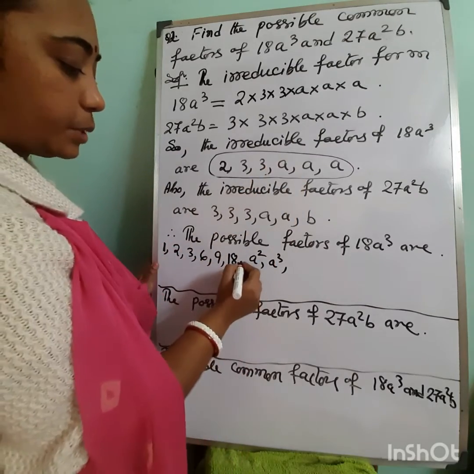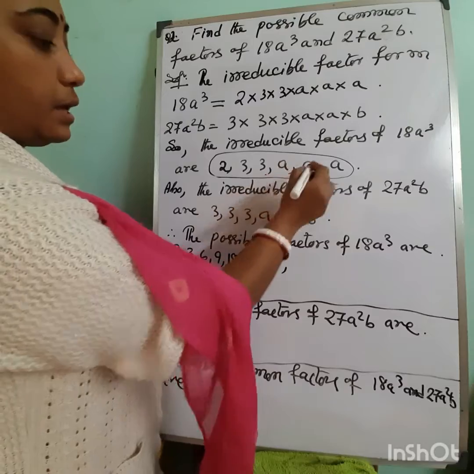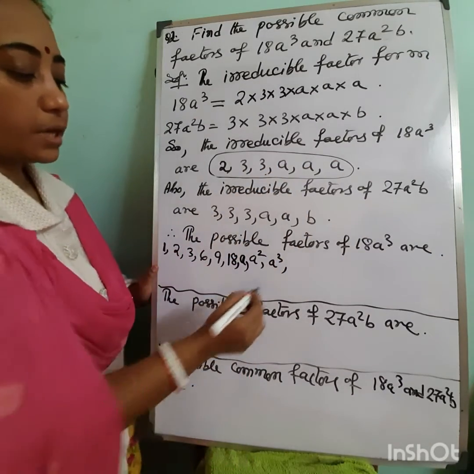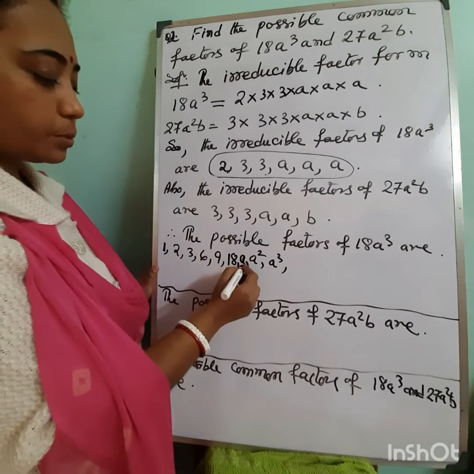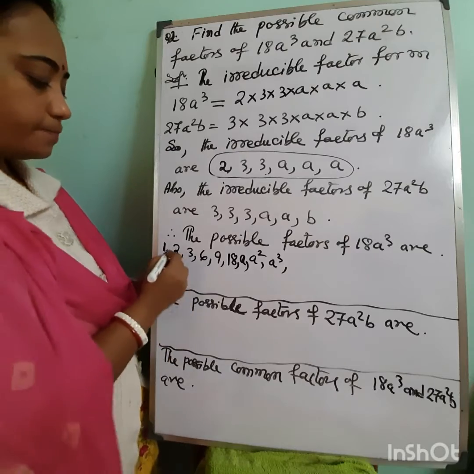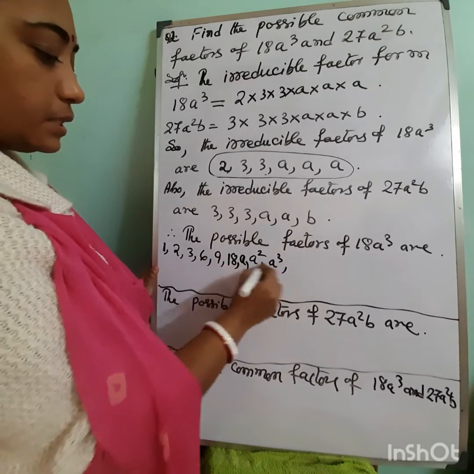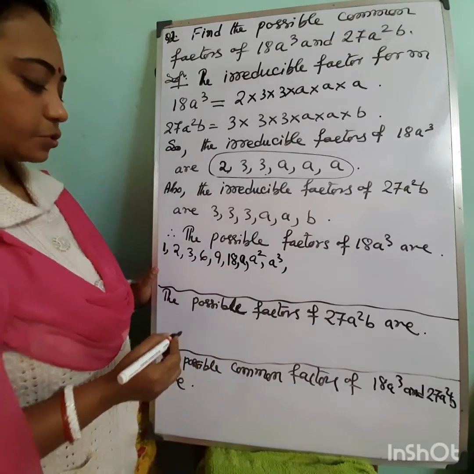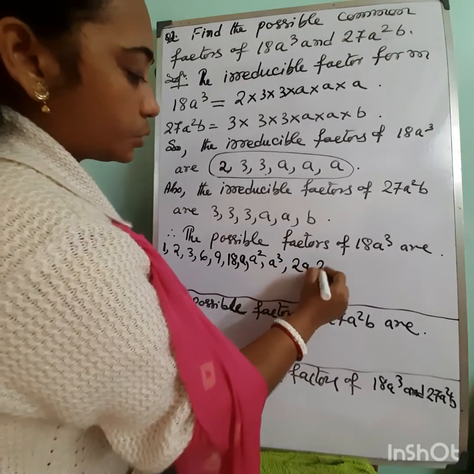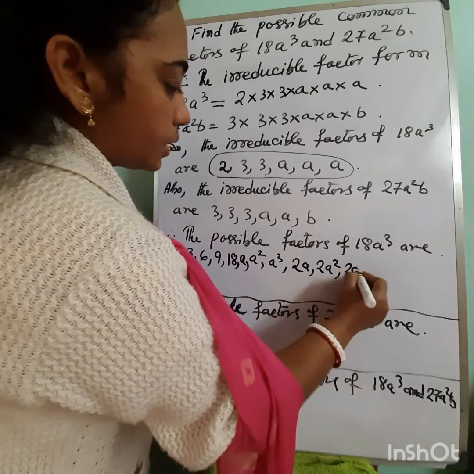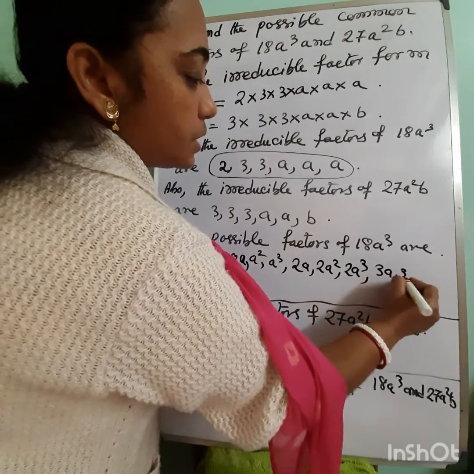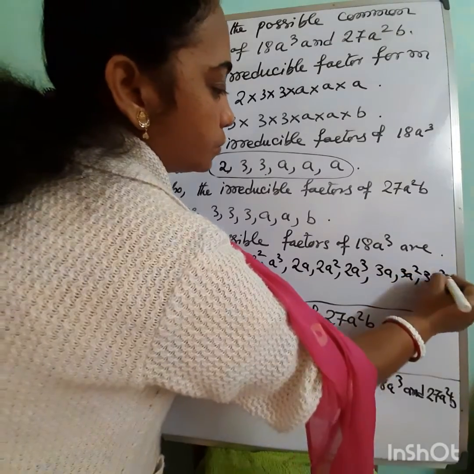Then the next variable is a. Then a multiplied by a gives a square. Then if we multiply a square by a, we get a cube. After that, each of these variable factors we will multiply with the numerical factors. So 1 is present with each of these variable factors. We proceed with 2. So we write 2a, then 2a square, then 2a cube. Then we write 3a square, then 3a cube.